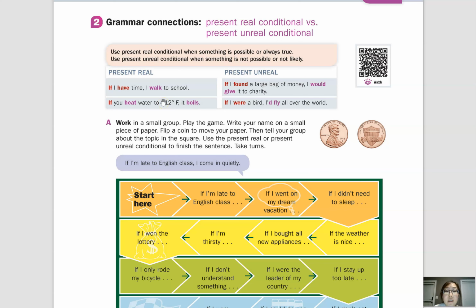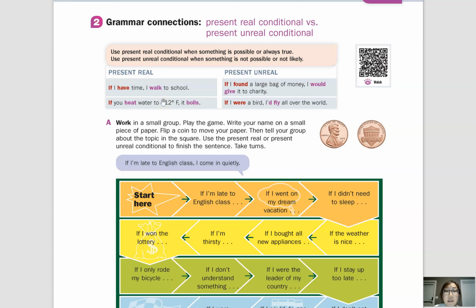Okay, so if you look at the next one, it says use present unreal conditional when something is not possible or not likely. So, if I found a large bag of money, I would give it to charity. Okay, so is it possible? Maybe, but it's not likely. Okay, and then if I were a bird, I'd fly all over the world. Now, this one is not possible. You cannot be a bird. You are a human.